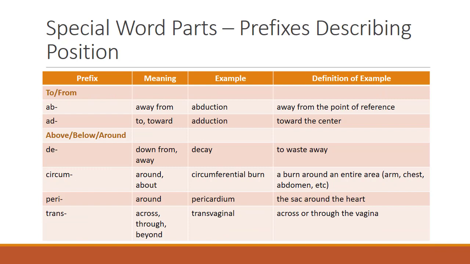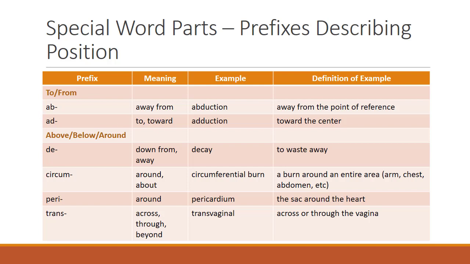So next we're going to look at several slides which indicate prefixes that describe position. So if we're trying to describe to or from, we have two prefixes for that. AB, or ab, meaning away or from. An example would be abduction, which means away from the point of reference. We have ad, which means to or toward. An example of that would be adduction, which means toward the center.